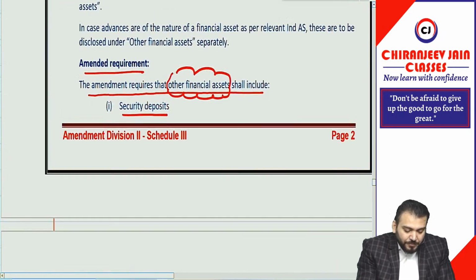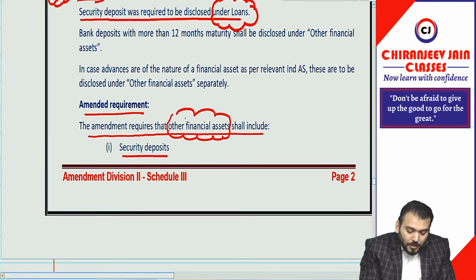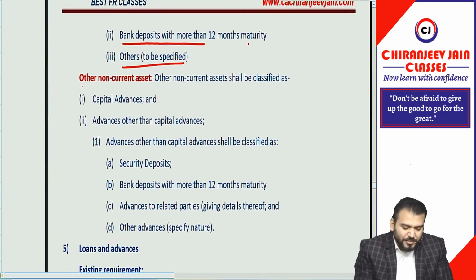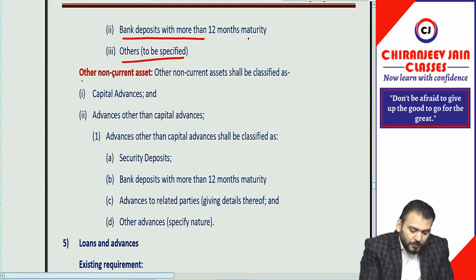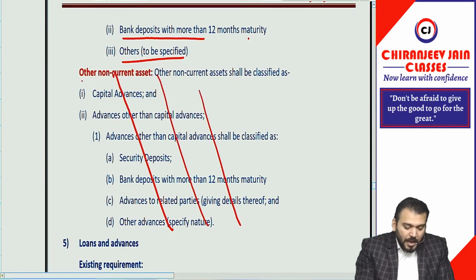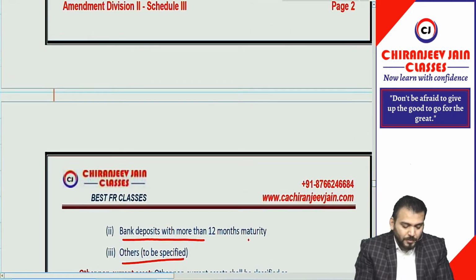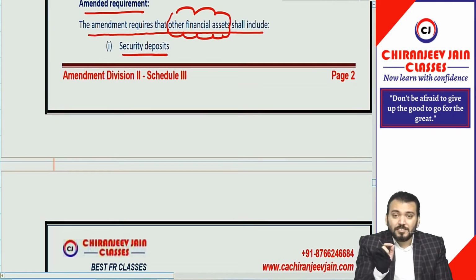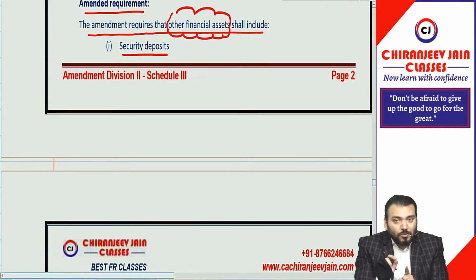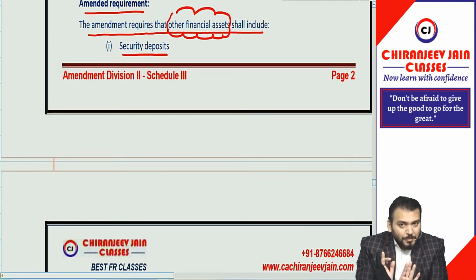Just try to understand. So it will be shown under other financial asset. Have you understood this point? Correct. So now deposit will not be shown under the loan. The security deposit will be shown under other financial asset. This is one amendment. Have you understood this point?